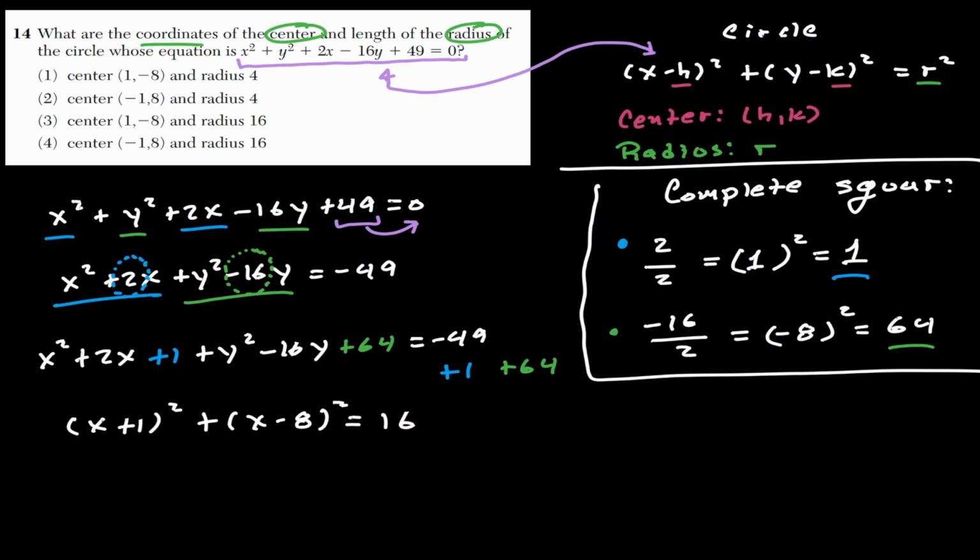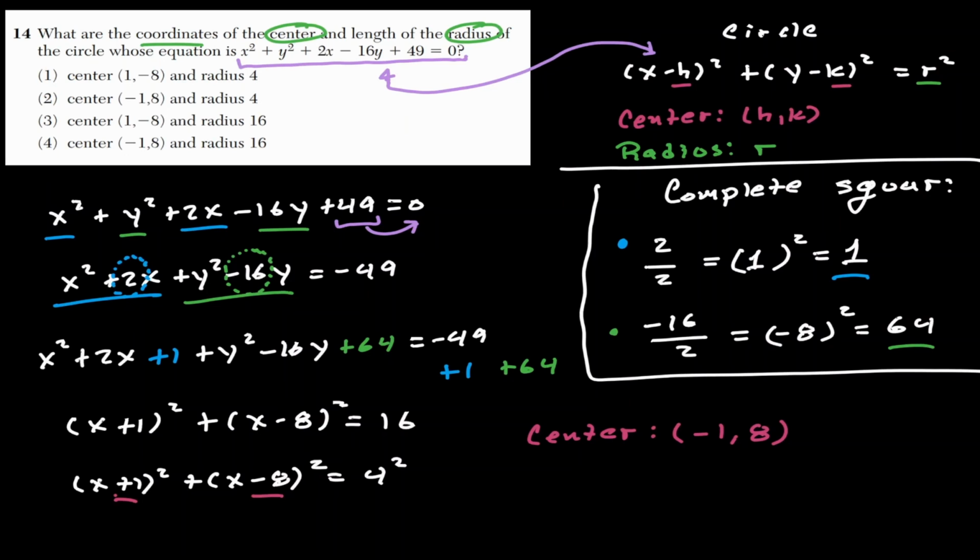And now we can go one step further. Instead of calling it 16, let me call that 4 to the second. And we should be done now, because now the center is equivalent to negative 1 and positive 8. We always switch the sign. And the radius is equal to 4, the value that we square. And that is going to leave us with option number 2.